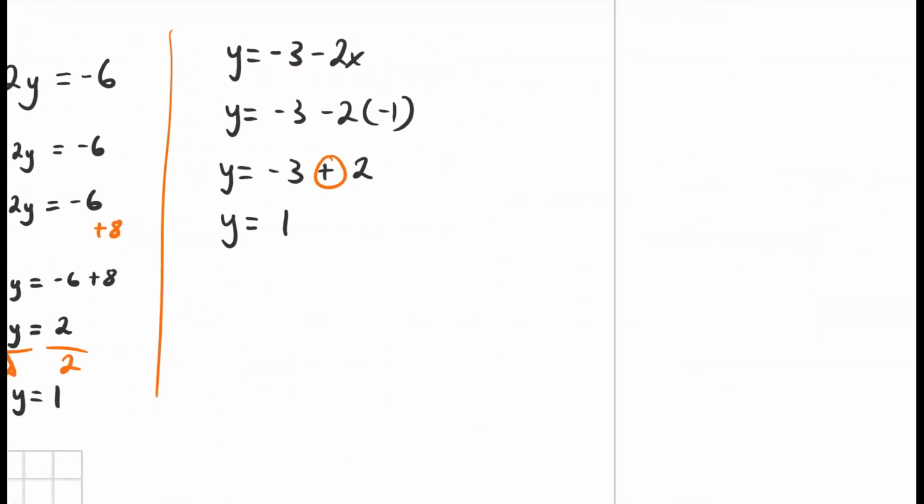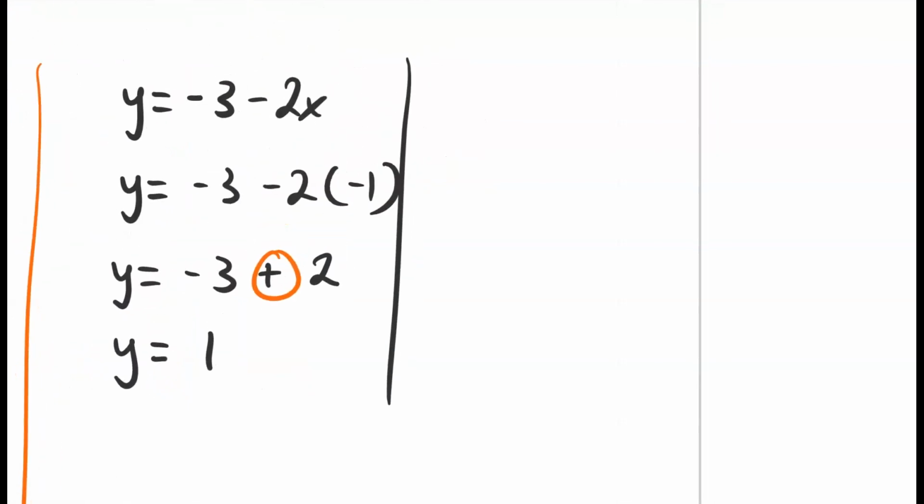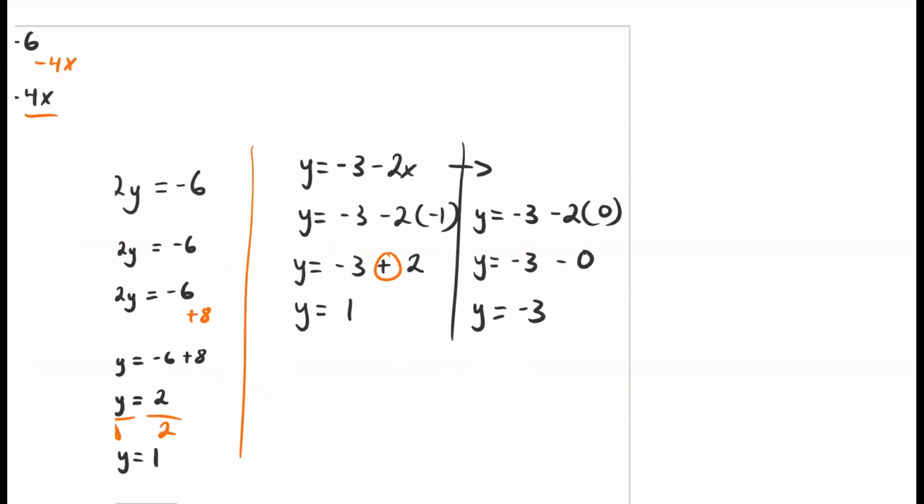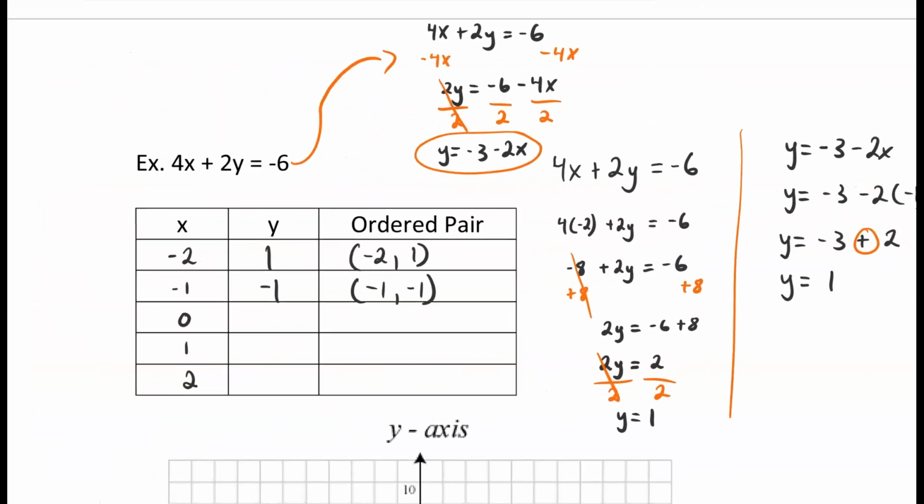Now we'll do x is 0. So same equation. Y equals negative 3, subtract 2 multiplied by 0. Y equals negative 3, subtract, well, 0, because you're multiplying by 0. Y equals negative 3. So when we used x as 0, it gave us a y of negative 3. And our ordered pair would be 0 and negative 3.